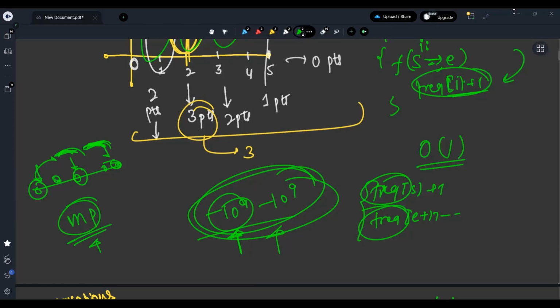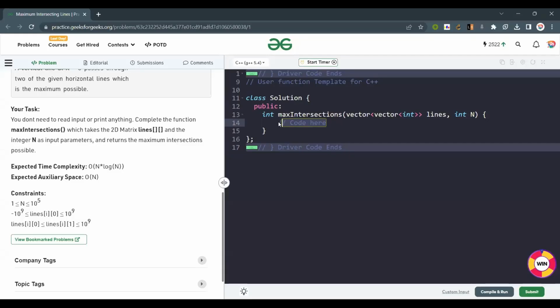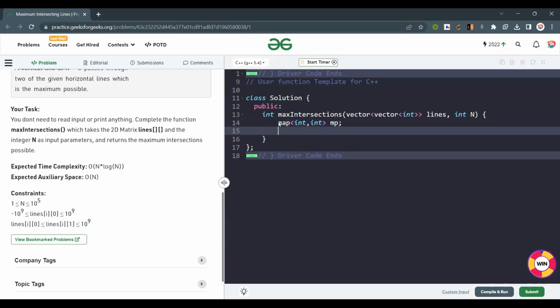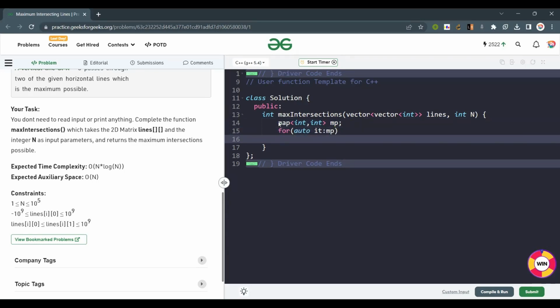So let's jump to the code. Now initially we will create a map, as I said. Why not an unordered map? Because it will not keep the sorted order. I want only sorted order, so that I can traverse ahead and take the prefix sum. Now I will traverse and, what will I do?